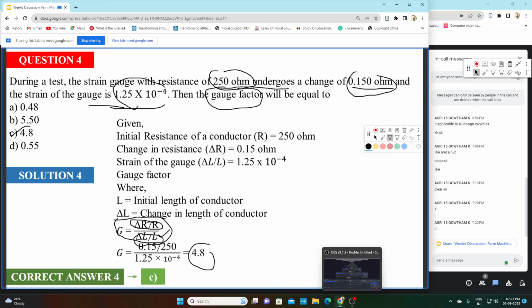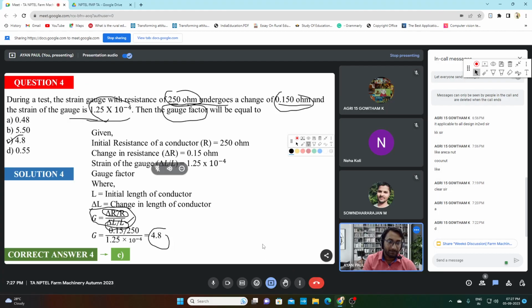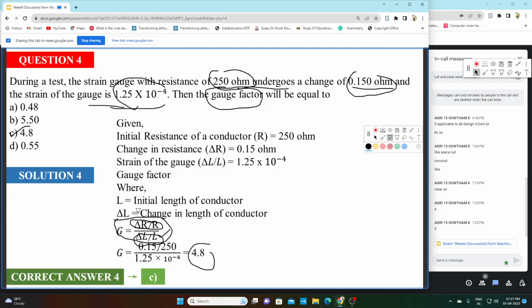Okay, so is this clear? Is this clear to all of you? Okay. This is a simple formula based question.